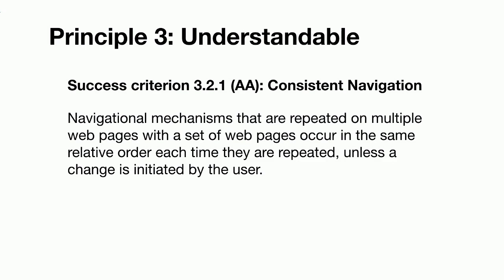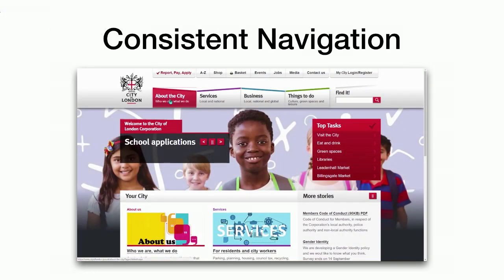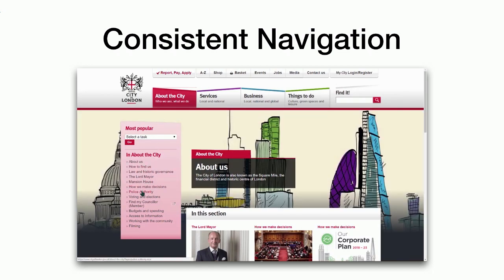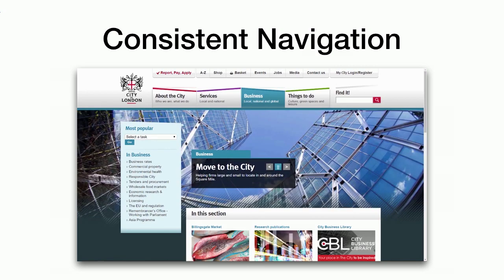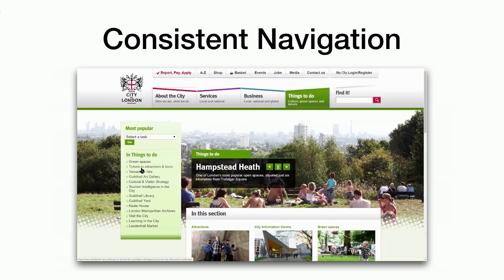The third principle is understandable, and this one is a bit more blurred because it's very difficult to measure. You never really know when a person understands the content or not, but there are a few success criteria that are good to have in mind, such as navigational mechanisms on a website, for instance a top menu or a left menu. They should never change order or change place or location on the page. They should be consistent throughout the website. This website has a top menu, and the top menu has the same order throughout the website. And also, in every section, there's a left menu in a sidebar on the left side of the web page. So the user always knows what to expect.